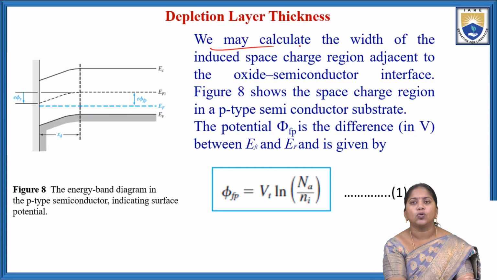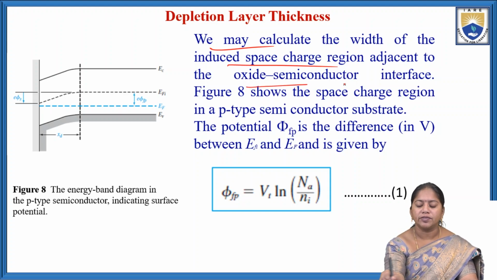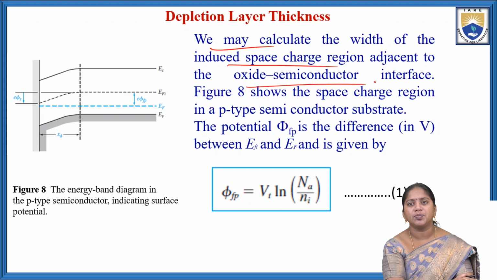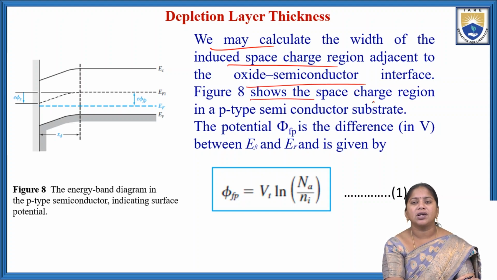Now we will discuss the depletion layer thickness of the MOS capacitor. We may calculate the width of the induced space charge region. The space charge region is developed in either an n-type or p-type substrate. Now we will calculate the width of that induced space charge region, which is adjacent to the oxide semiconductor interface. Figure 8 shows the space charge region in the p-type semiconductor substrate.